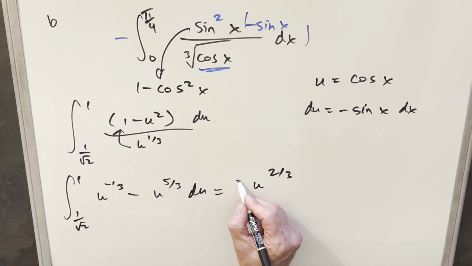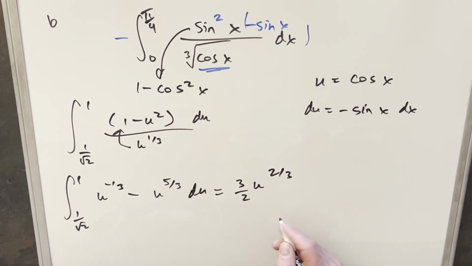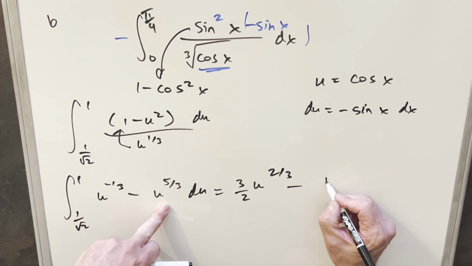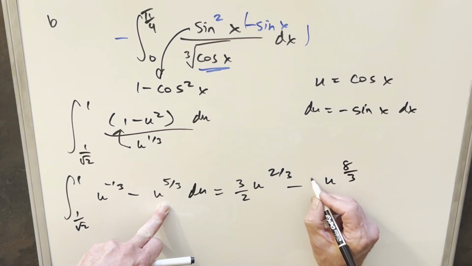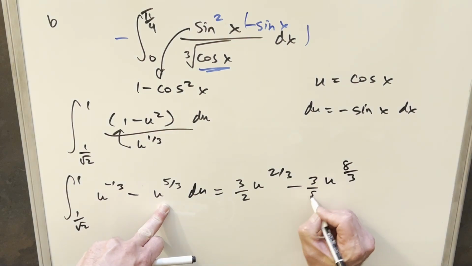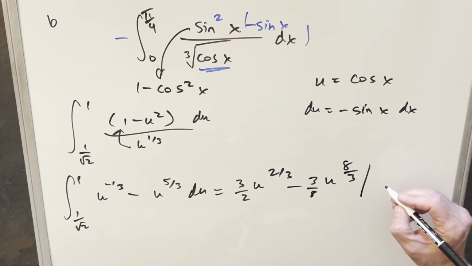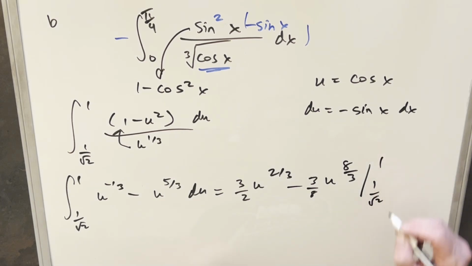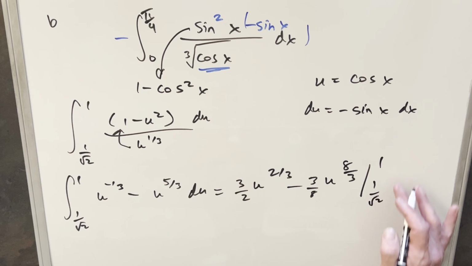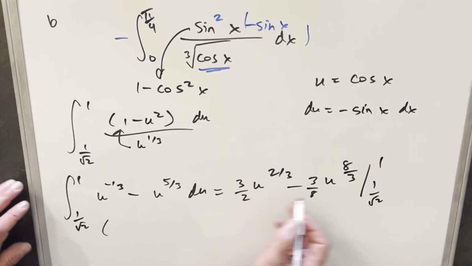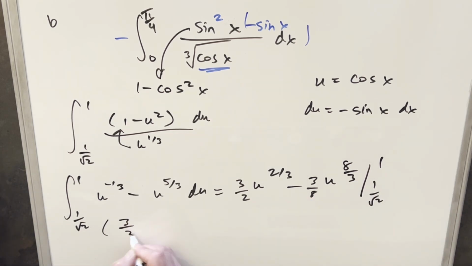Then flip this, we have 3/2 here. Then minus power rule here, u 8 over 3. Reciprocal 3/8. And this is going to be evaluated from 1 over square root of 2 to 1. Now at 1, that's easy because we're just plugging in 1, so of course that's easy. So this is going to be 3/2 minus 3/8 for the first piece.